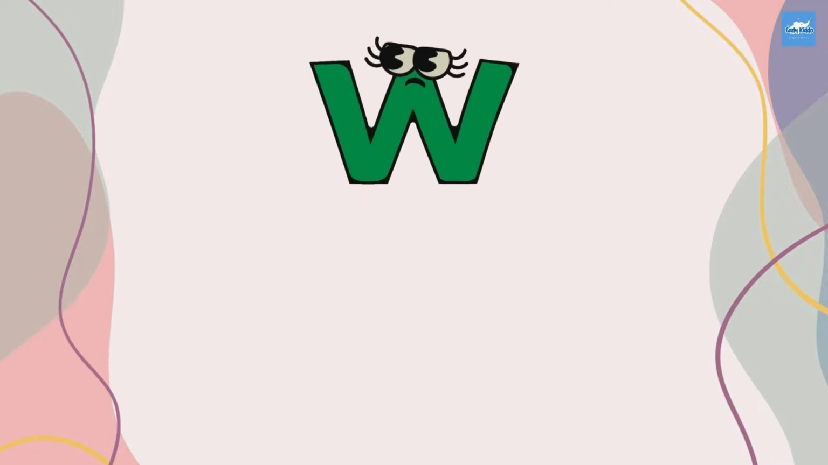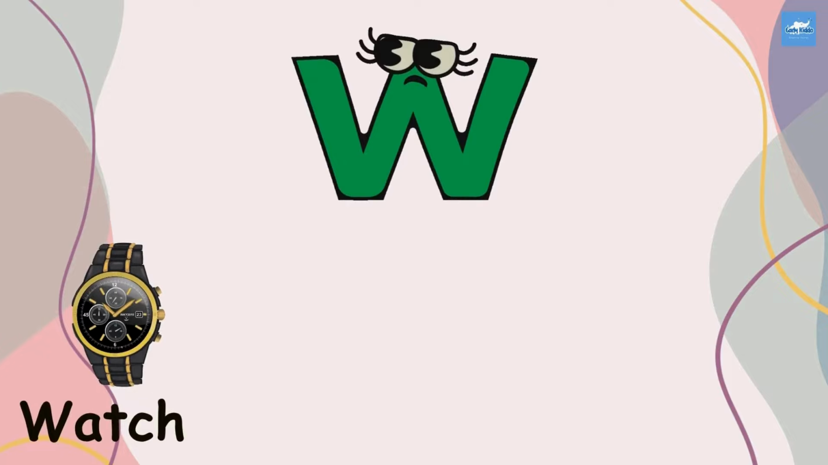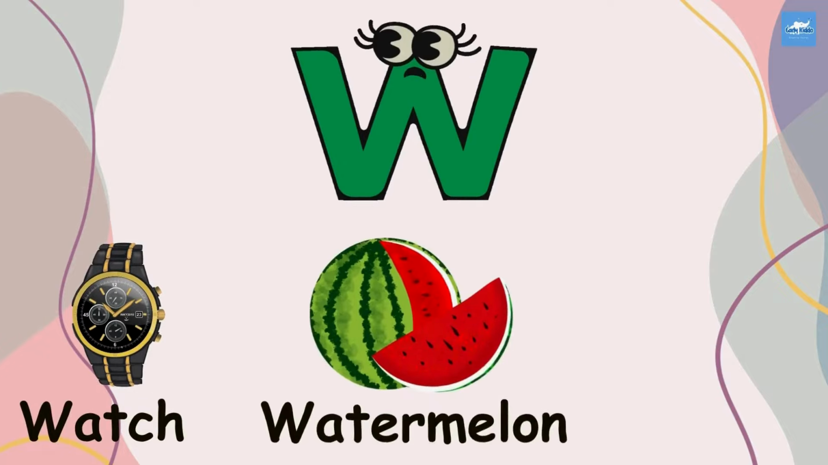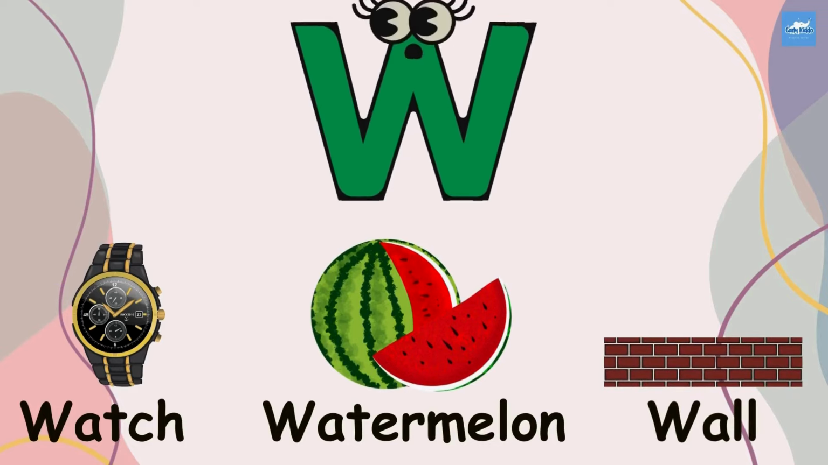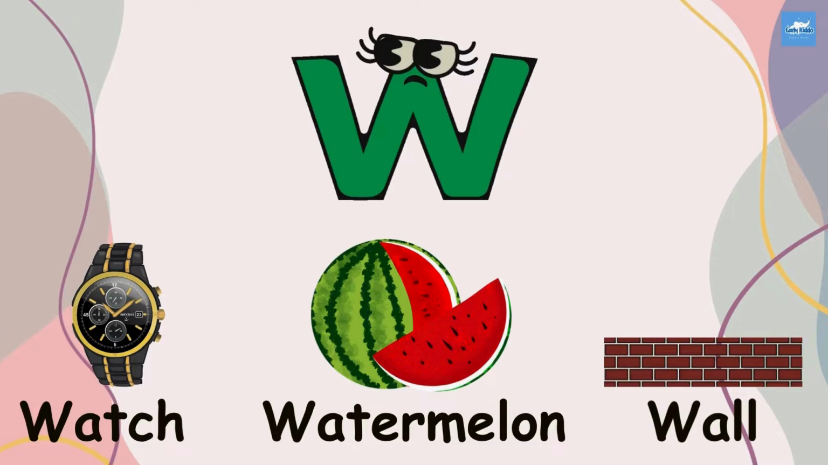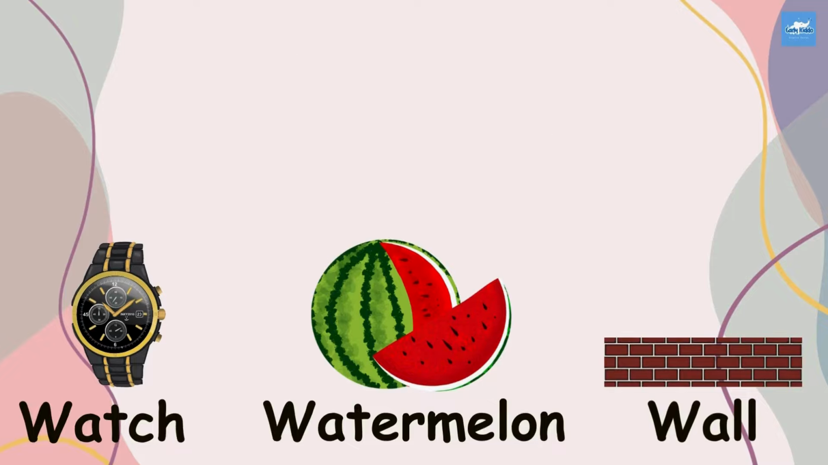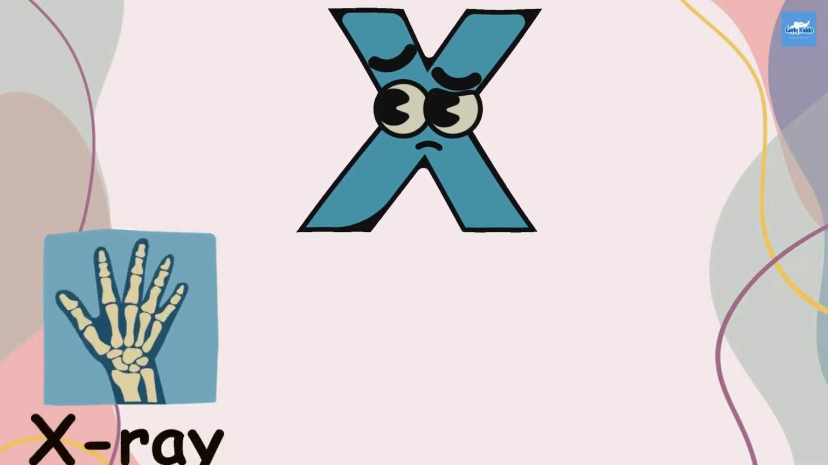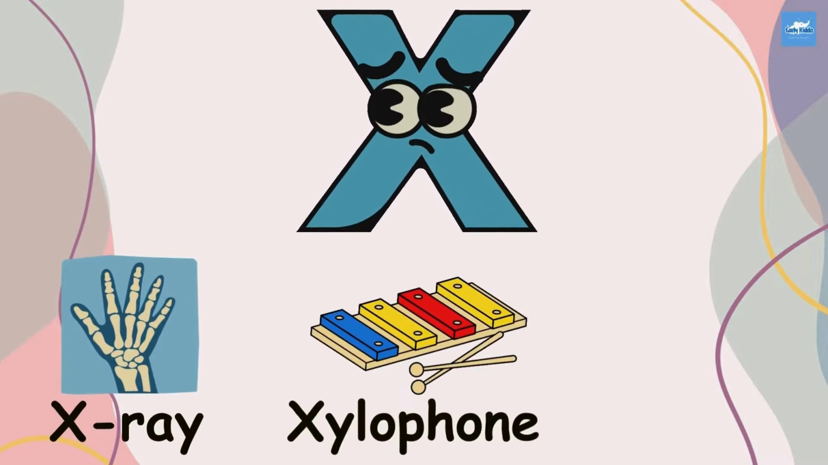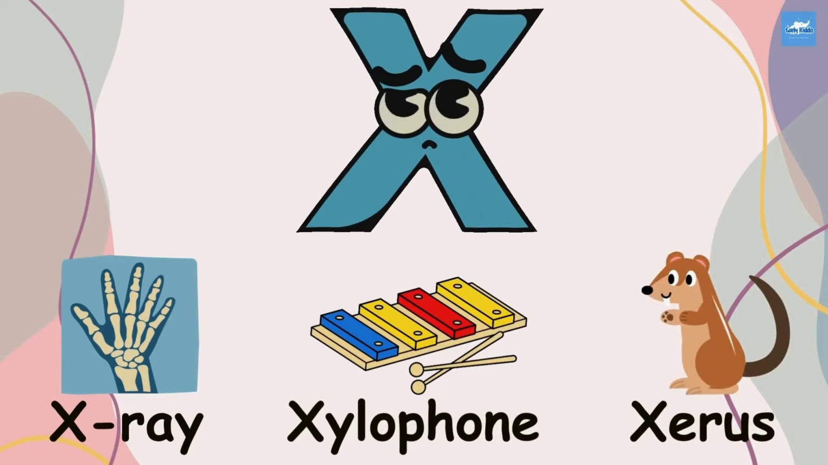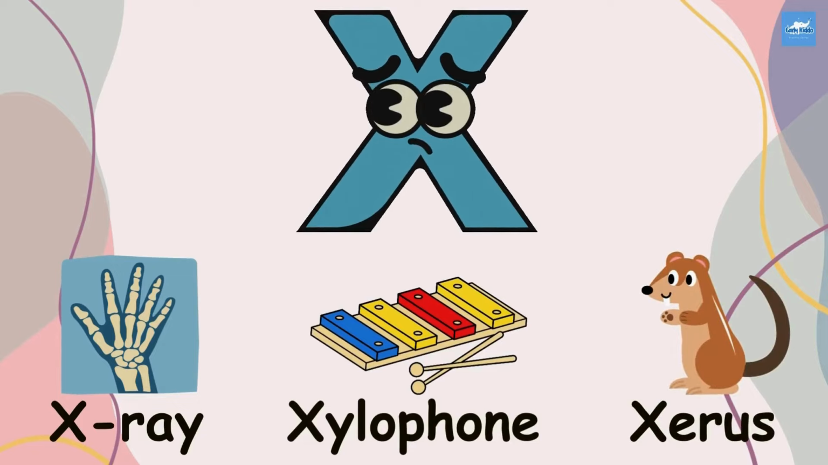Letter W. W for watch. W for watermelon. W for wall. W says wow. Letter X. X for x-ray. X for xylophone. X for xerus. X says sir.